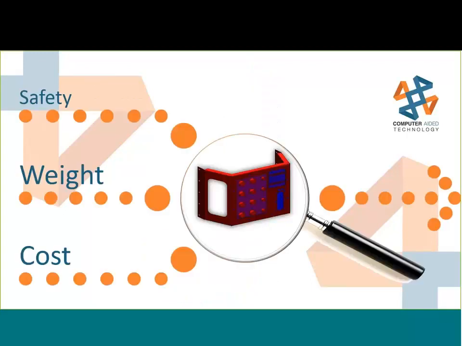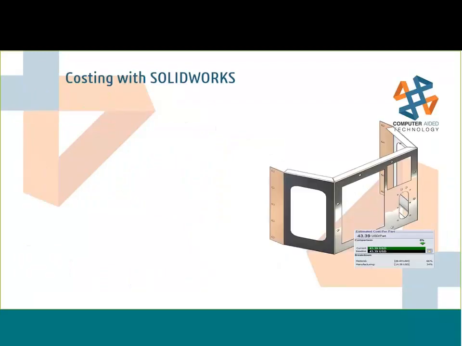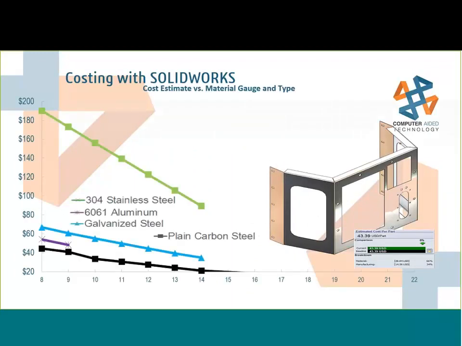Now that I have a good idea for the safety and the weight aspect of it, what about the cost? How much is it going to cost to manufacture that? Well, if you have SOLIDWORKS Professional or SOLIDWORKS Premium, you get a costing application built into SOLIDWORKS. So with this, I'm now able to estimate based off of my tooling, the ways I have to produce this in-house, or if I'm going to send it out to somebody, but I can get a costing estimate of what it's going to cost to manufacture or to build that part.